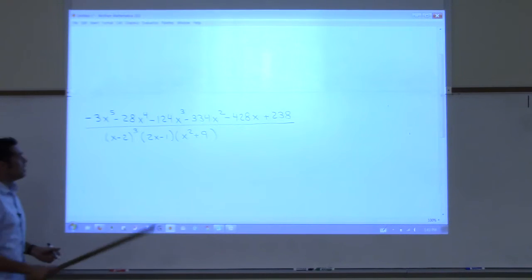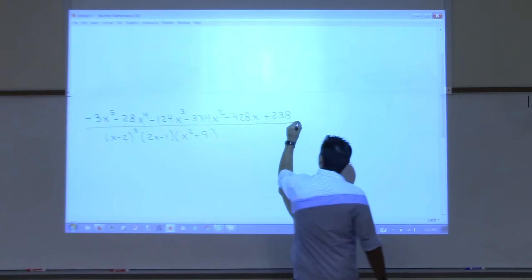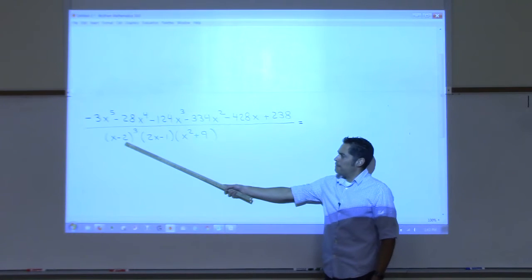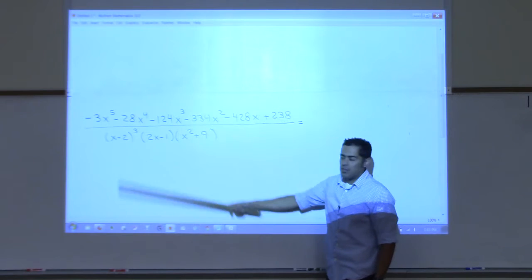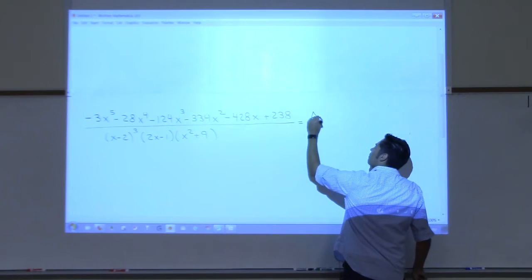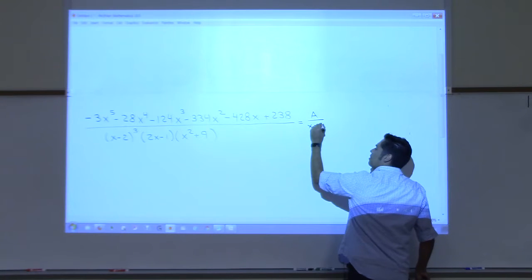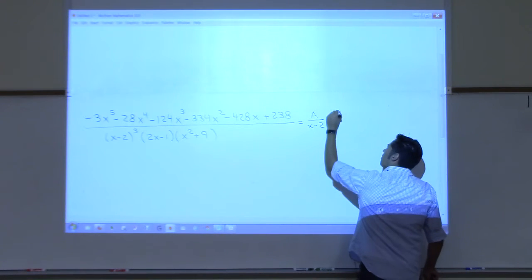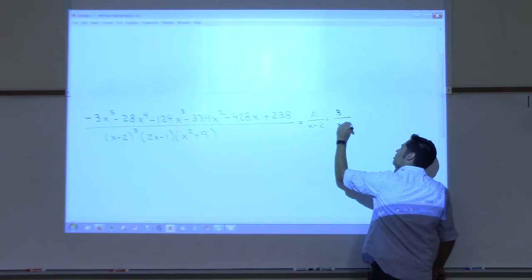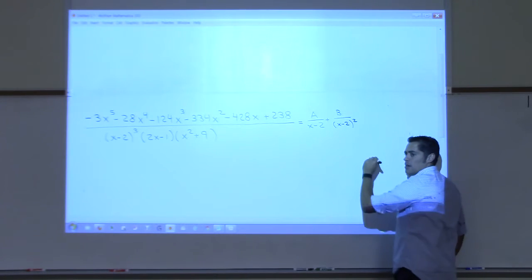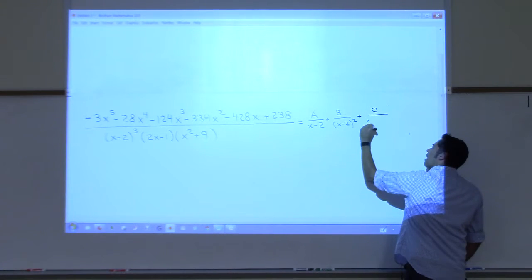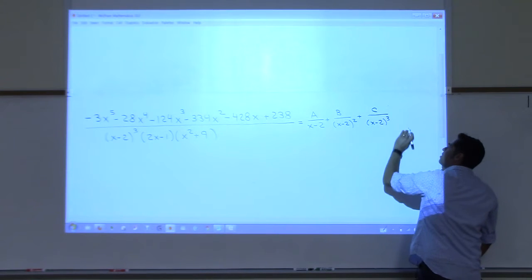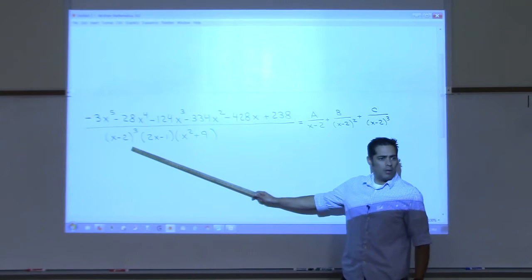So what I need to do now is rewrite this as, let's see, what is this right here? Repeated linear factor. So I need to start out by doing a over x minus 2 plus b over x minus 2 squared, right? Plus c over x minus 2 cubed. I'm done with that part, right?